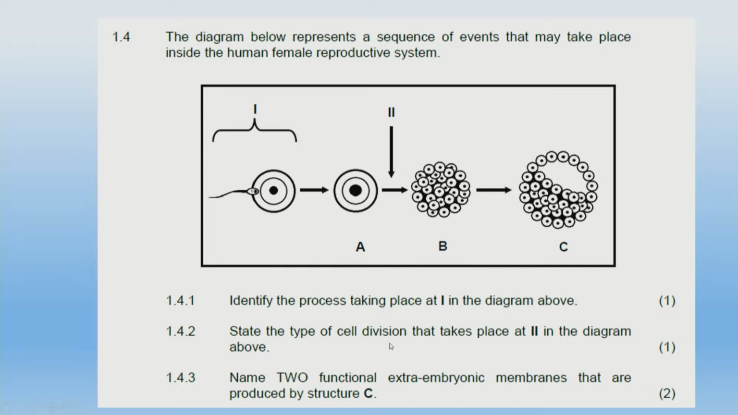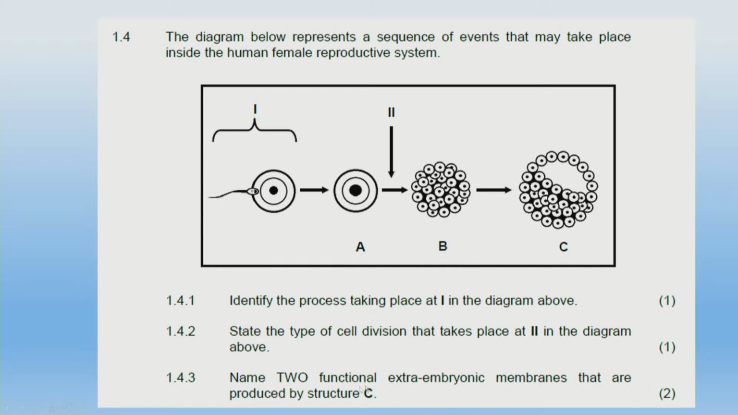And then 1.4.2, state the type of cell division. You remember that we have 2 types of cell divisions, which are meiosis and mitosis. So the type of cell division that takes place at diagram number 2 in the diagram below. Remember that we have said that the zygote will divide by the process of mitosis to form a ball of cells called morula. So the name of the cell division here will be mitosis.